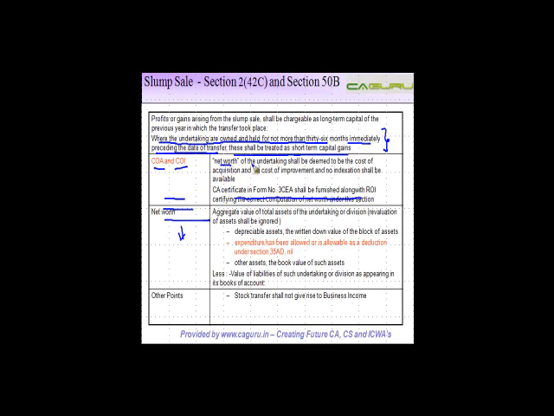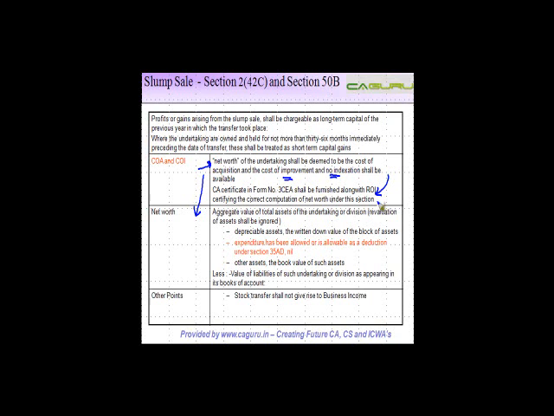Net worth of the undertaking shall be deemed to be the cost of acquisition and cost of improvement, and no indexation shall be available. So what we are trying to say here is, whatever is the net worth, and how to calculate net worth is given here, this will be treated as the cost of acquisition and cost of improvement, and there is no indexation available. A CA certificate in Form 3CA shall be furnished along with the ROI certifying the correct computation of net worth under this section. So along with this, you also need to submit a CA certificate.